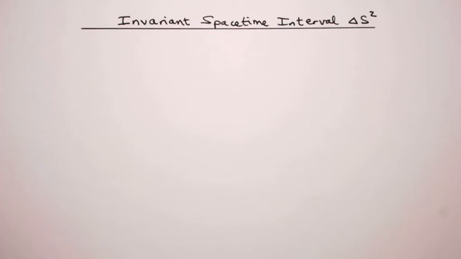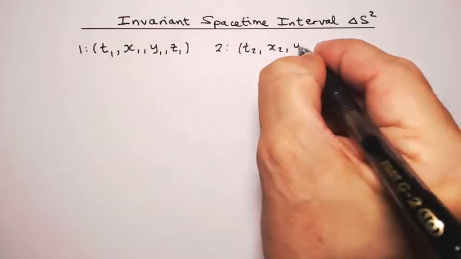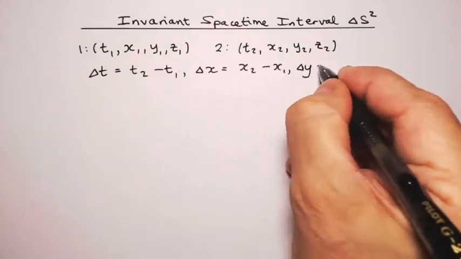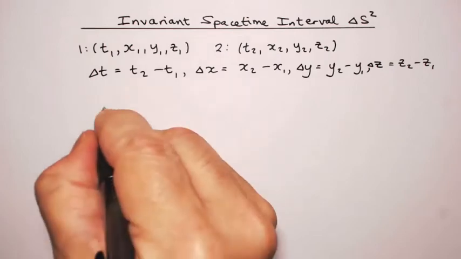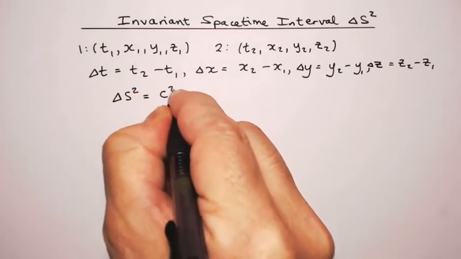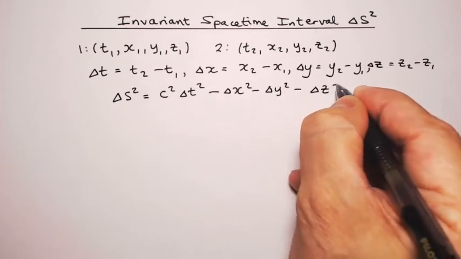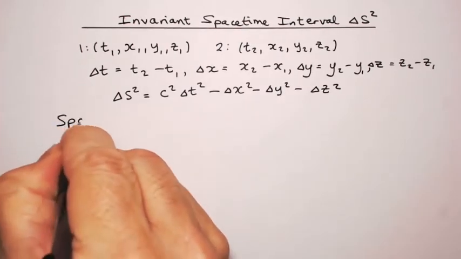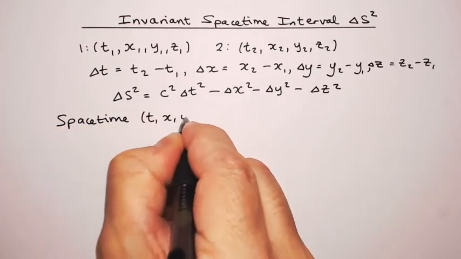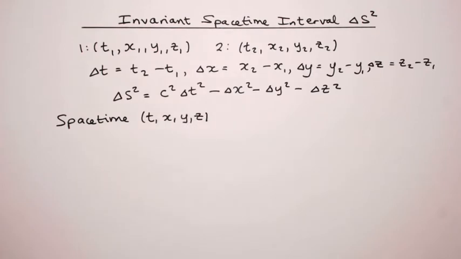The invariant spacetime interval is calculated between two events, 1 and 2, with time and space coordinates and coordinate intervals as shown: delta s squared equals c squared delta t squared minus delta x squared minus delta y squared minus delta z squared. Now spacetime is the four-dimensional space that includes time as the fourth dimension.